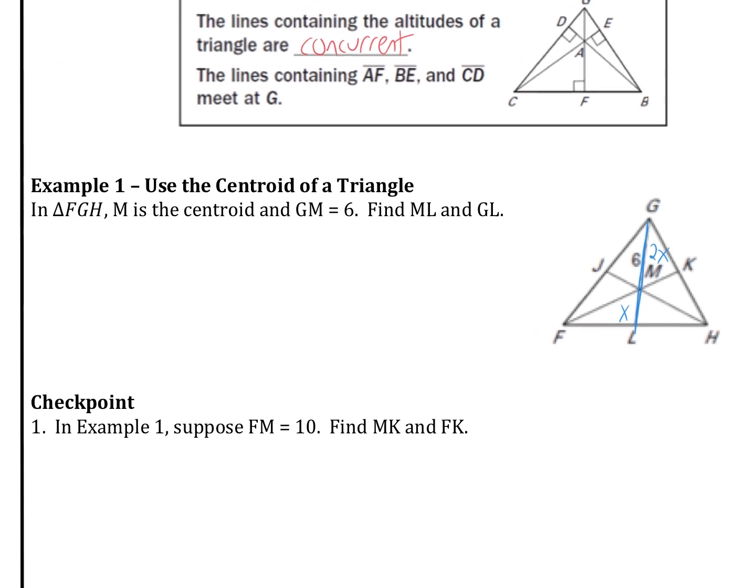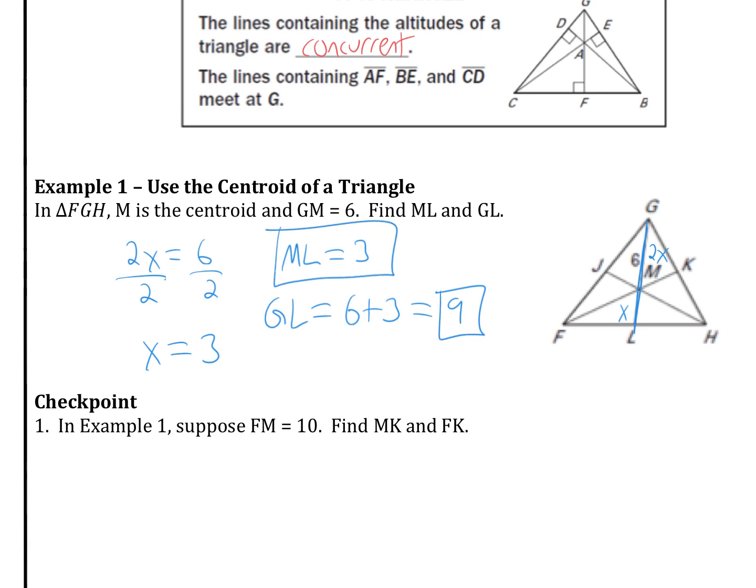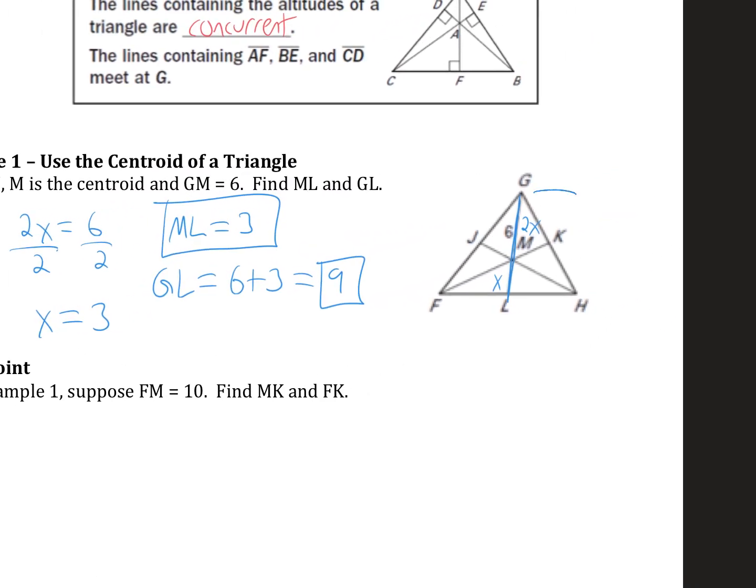Okay, so if we set it equal to what we know, 2x equals 6, right? How do we solve for x now? We're going to divide by 2. And x equals, what's 6 divided by 2? So x equals 3, and that's ML, right? So ML equals 3. And then how about the entire length? What would GL be? Well, GL is going to equal 6 plus 3, which equals 9. So we have 9 and we have 3 as our answer for that one. Basically, if you think the entire length is 3x, then 2/3 of 3x would be 2x, and 1/3 of 3x would be 1x.